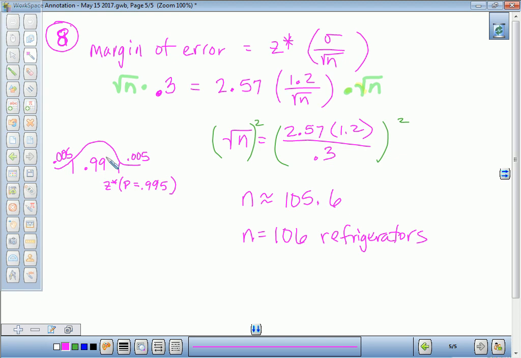Okay, so I'm going to give you a second sheet. This second sheet is the one I'd like you to do tonight so that you actually get good practice with confidence intervals on your own.